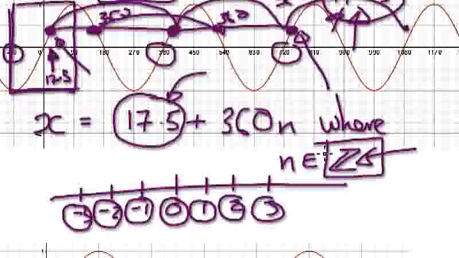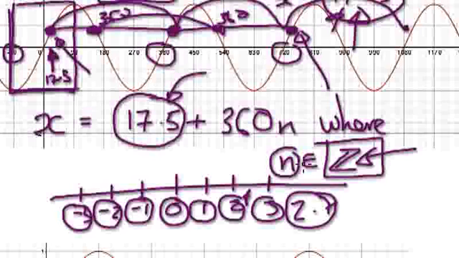So what we're saying is that if you select any n belonging to the integers, you can't select 2.7, because 2.7 does not belong to this Z. You've got to select n where n belongs to this set of integers. So this is a symbol for all the integers.